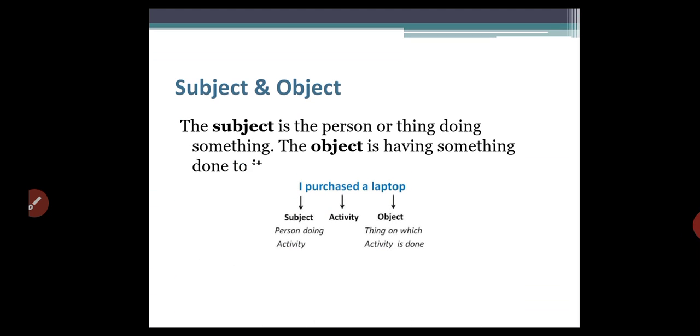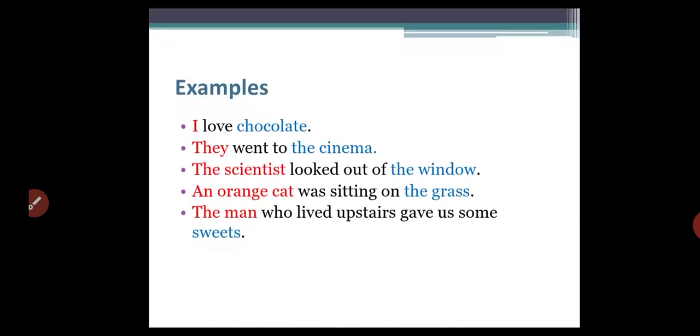I hope you all understood what basically a subject and predicate is. Now we'll move on to something called subject and object. The subject is the person or thing doing something. The object is having something done to it. I purchased a laptop. Here the I is the subject, as we discussed in subject and predicate. What activity did the person do? He purchased. And what object did the person purchase? A laptop. So subject is I and the object is the laptop.